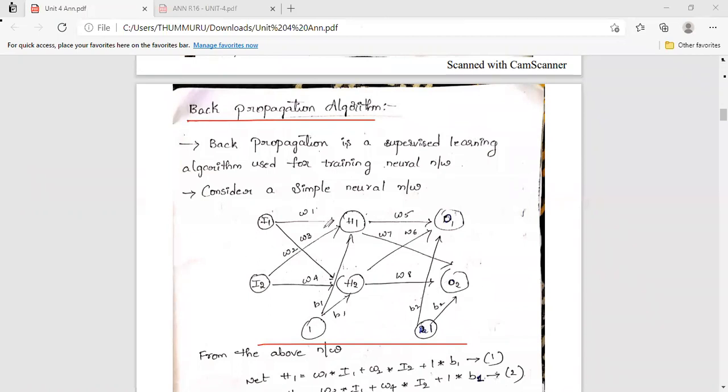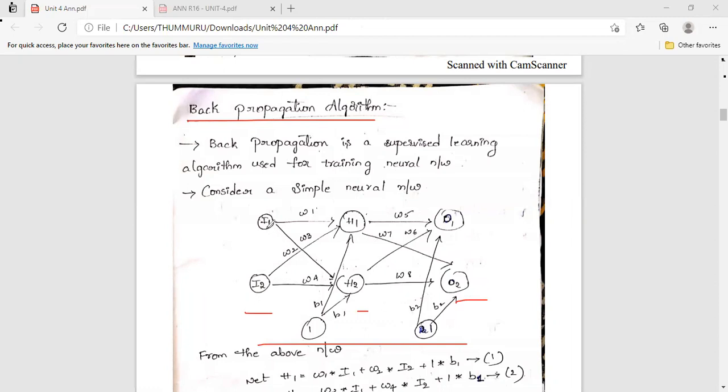Here, in this neural network, we have three layers. First one is the input layer, hidden layer, and output layer. This particular neural network is represented with three layers, right?